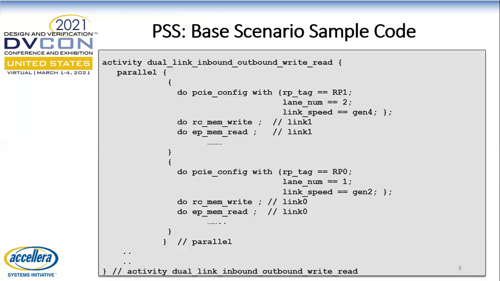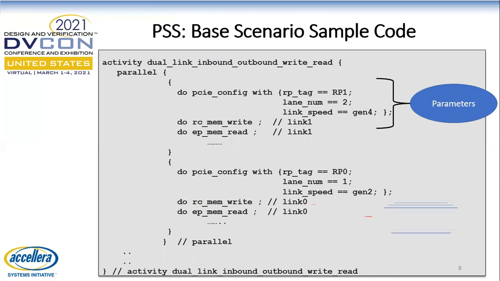Moving to next slide, PSS base scenario sample code. Using DSL language, a base scenario is coded. Default values are provided as parameters for the base scenario. The scenario shown here has two PCIe links. That is link 0 and link 1. That can run concurrently. You can see parallel there as syntax. That is the one which indicates that they can run concurrently.